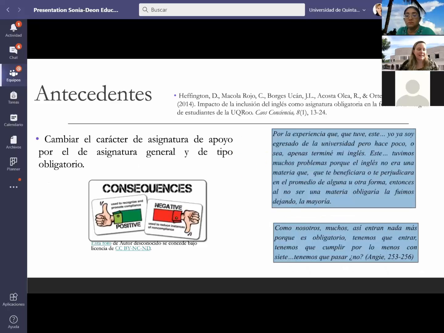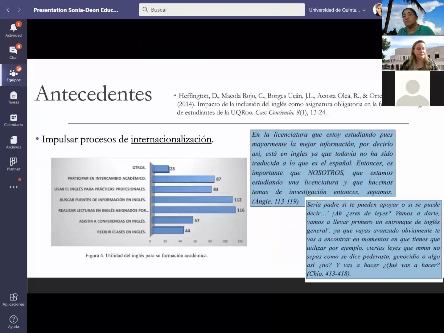Al cambiar el carácter de asignatura, de apoyo por tipo general, también tuvo su impacto, tanto consecuencias positivas como negativas. Ahí ven algunos comentarios de estudiantes en ese momento, donde básicamente dicen que antes el inglés era una materia que no te perjudicaba, pero ahora, al ser una materia obligatoria, pues como que tienen que entrar, tenemos que cumplir, tenemos que hacer, ¿ok?